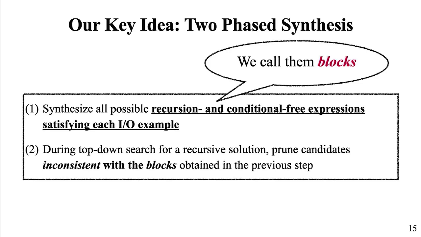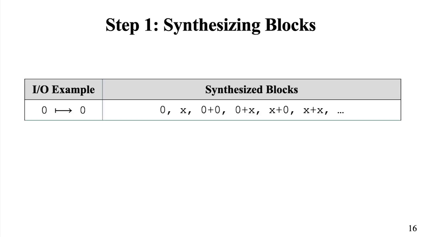And then, in the next phase, we perform a top-down search over the space of recursive functional programs, and we prune any candidates inconsistent with the blocks obtained in the previous step. I will explain the meaning of inconsistent in a moment. Here are examples of blocks synthesized for each I/O example in the first phase. Any non-recursive and conditional-free simple expressions that evaluate to the desired output 0 when the input is 0 are blocks for the first I/O example.